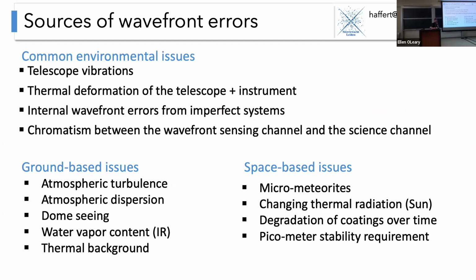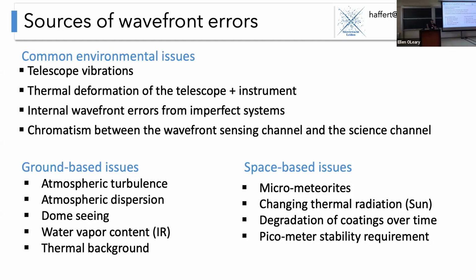So there are also way more sources of wavefront error. Here I'm listing some. We have telescope vibrations, thermal deformations of the telescope or of the instrument, internal wavefront errors, chromatism between maybe the channel that we're using to sense the wavefront and the actual science channel that we're using. And then depending on your environment, if you're on the ground or in space, you also have different types of wavefront errors. On the ground, we have the atmospheric turbulence.